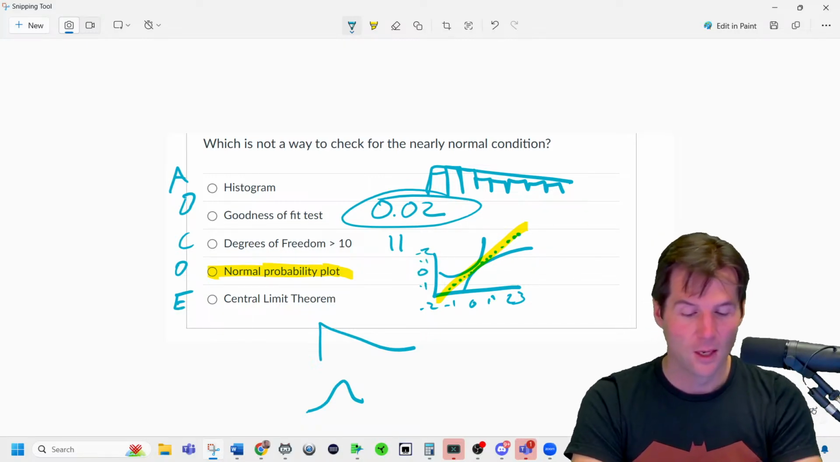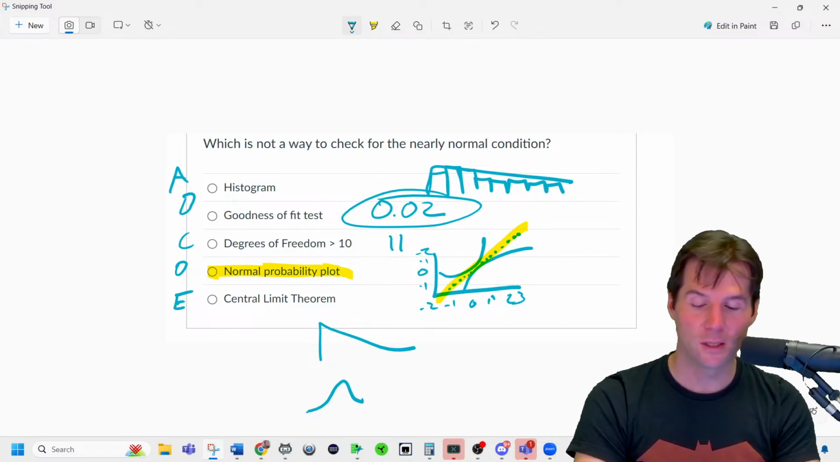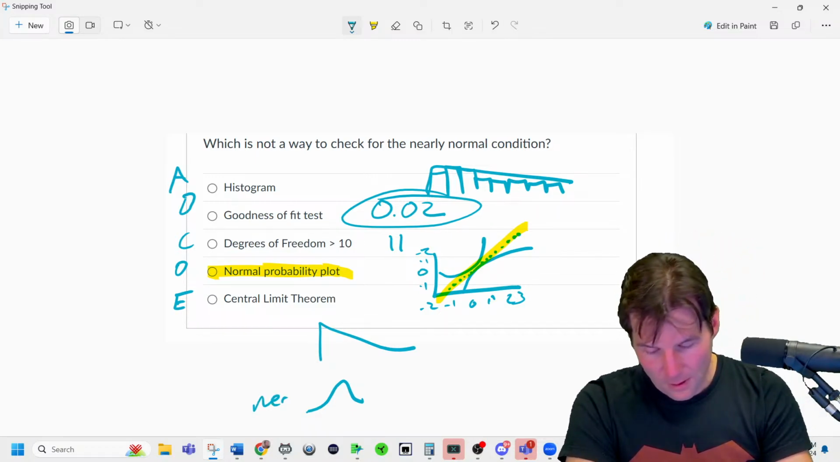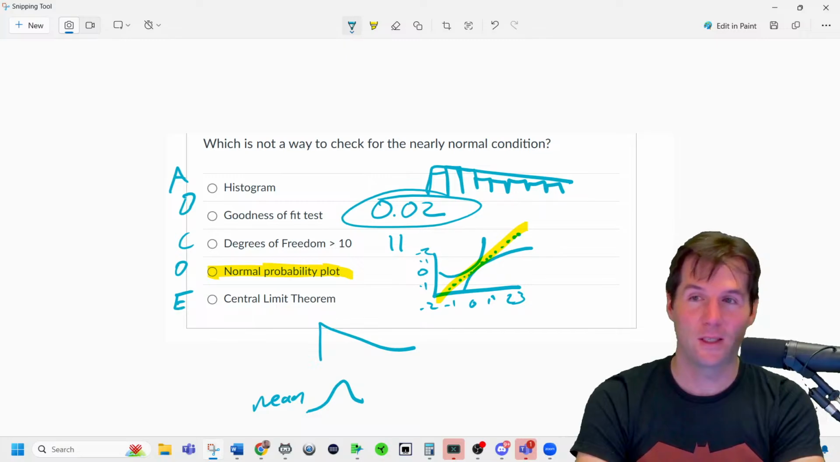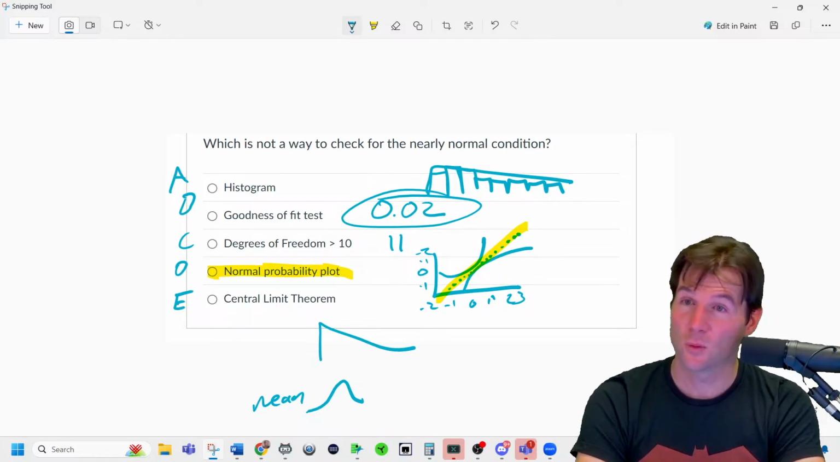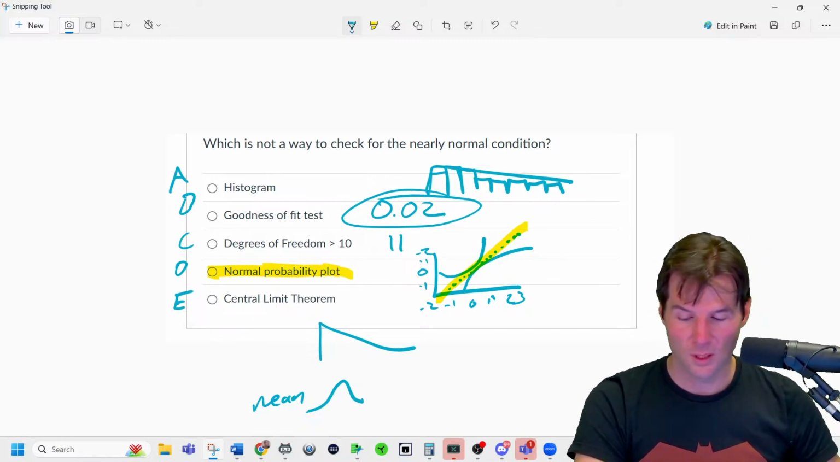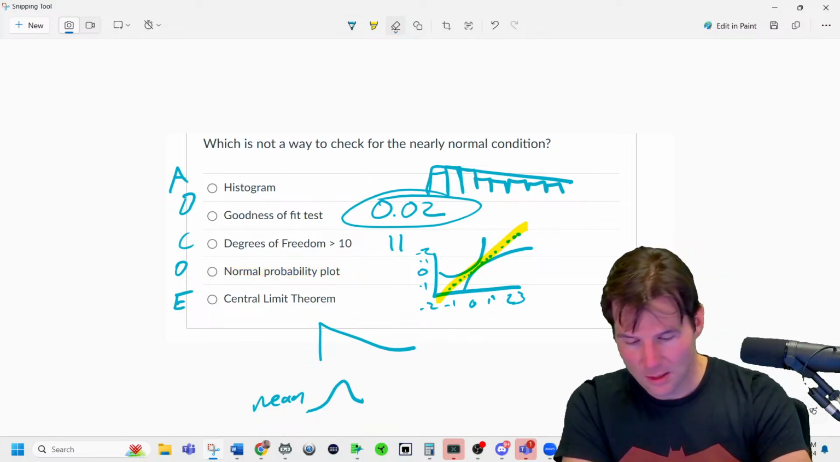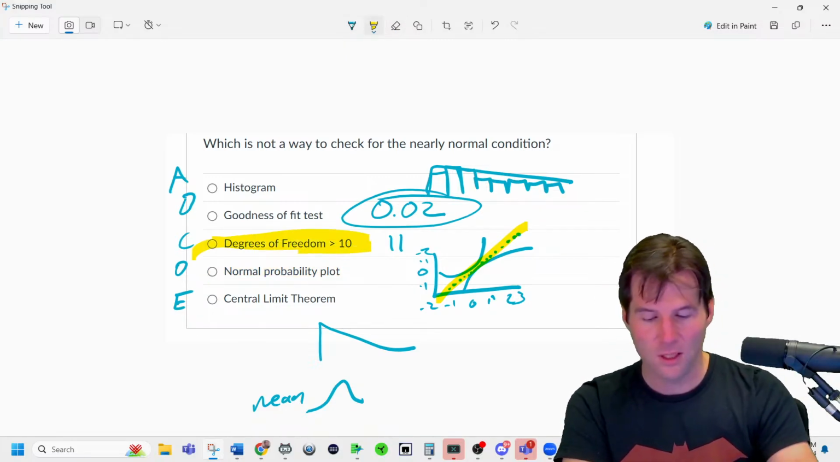The central limit theorem is that the distribution of the mean becomes more normal as the sample size is larger, which we take for the distribution of the mean. So the answer would be C. Someone's probably put in D, but the answer is C.